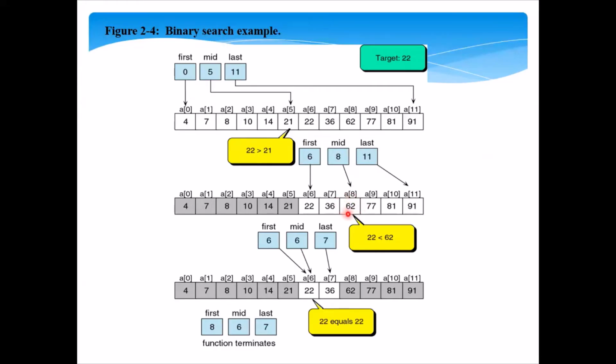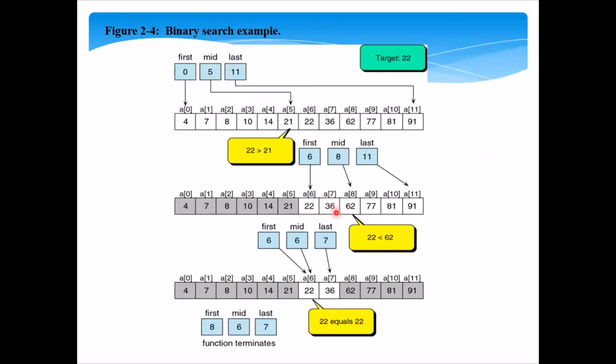So we're going to compare again the value. The target value is 22. We all know that 22 is less than the value at the middle element, which is 62. So in this case, we're going to look at the lower half, or the left items of position 8, which is the element 62. And these are 22 and 36.